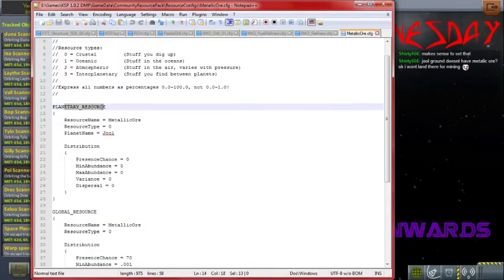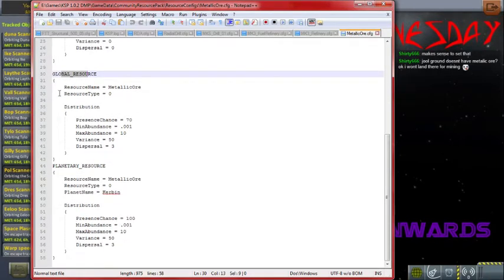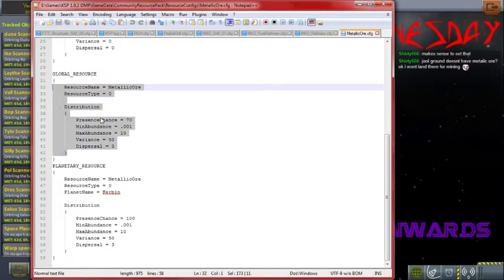Right, so you've got planetary resource, which is the whole of a planet. Global resource is the entire Kerbalverse. Don't get the two mixed up. Global, in this context, does not mean a planet. Global means the entire Kerbalverse. So here, it sets a random chance for metallic ore appearing in any planet within the Kerbal system.